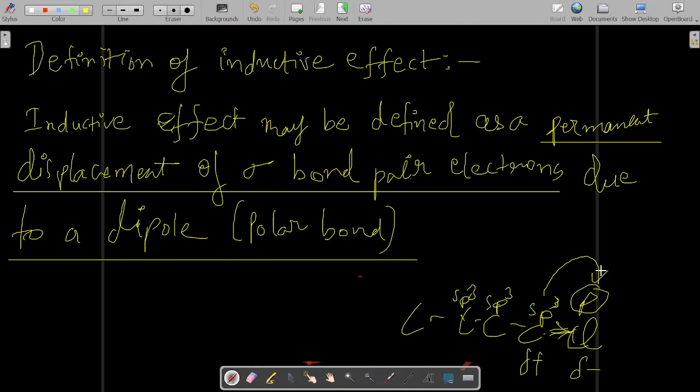The electrons are still shared, but the electron spends more time around the chlorine nucleus and less time around the carbon nucleus. So this is the fact you must remember.